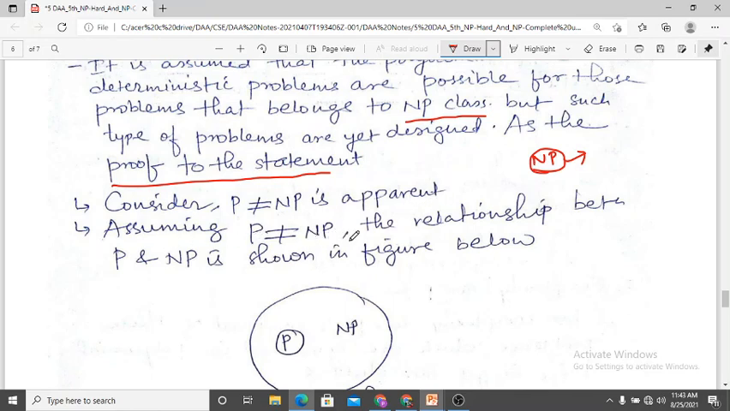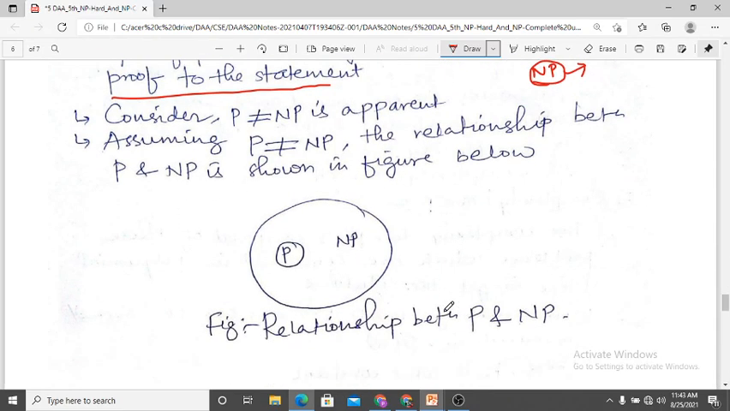Assuming P does not equal NP, the relationship between P and NP is shown in the figure. So you can see this figure here. What does it mean? NP is larger than P. NP means the research is still going on, because we don't know the non-deterministic polynomial problems. From that only we have some polynomial problems like searching, sorting, etc. So this is polynomial.